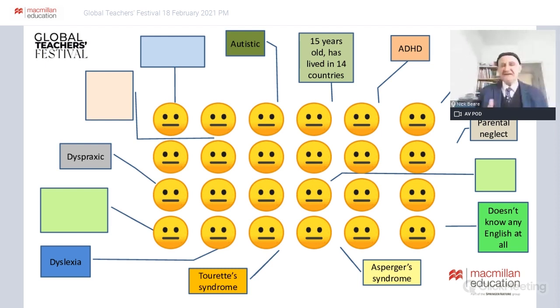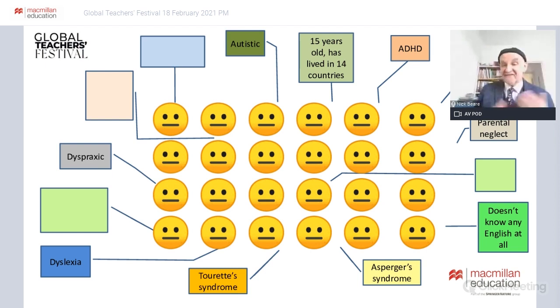Now, these are examples, the sort of issues, the kind of marginalization issue. A lot of them had problems; they didn't feel they were included. Some of these would apply to general schools in any country, and some would apply more to international schools. I've got mainly the general ones, but just as an example, I've taken this little student up at the top, where it says 15 years old, has lived in 14 countries.